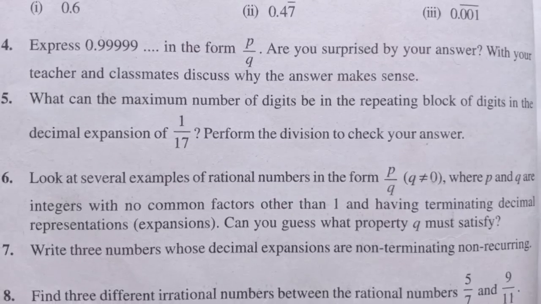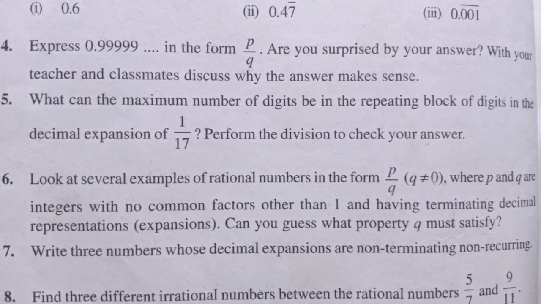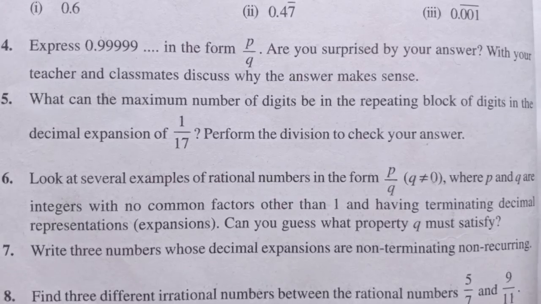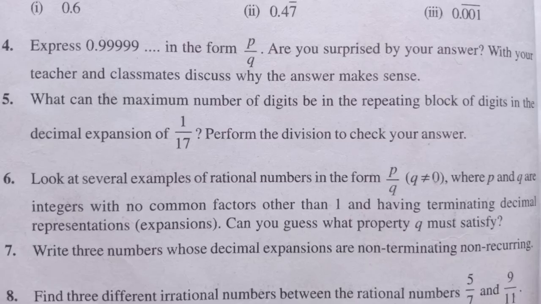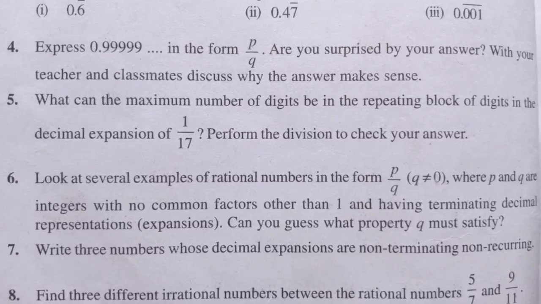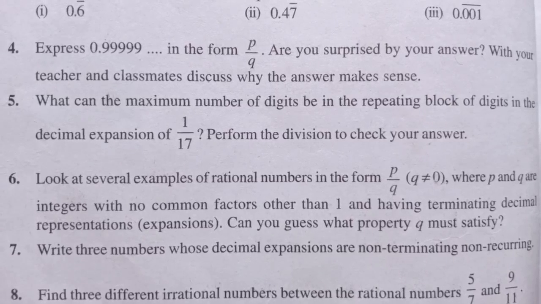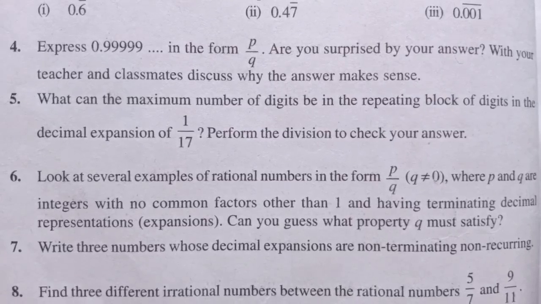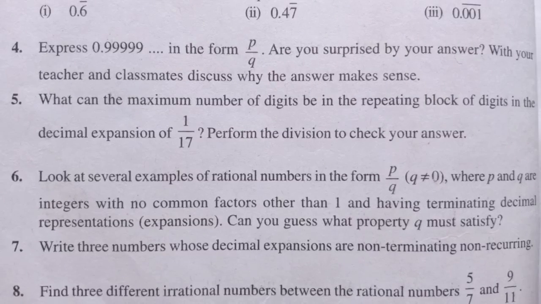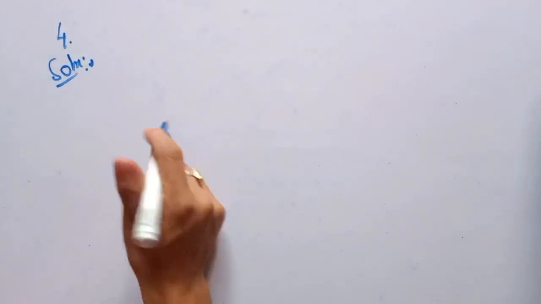Next, exercise 1.3, question number 4, express 0.999999... in the form p by q. Are you surprised by your answer? Could your teacher and classmate discuss why the answer makes sense? Exercise 1.3, question number 4, solution.